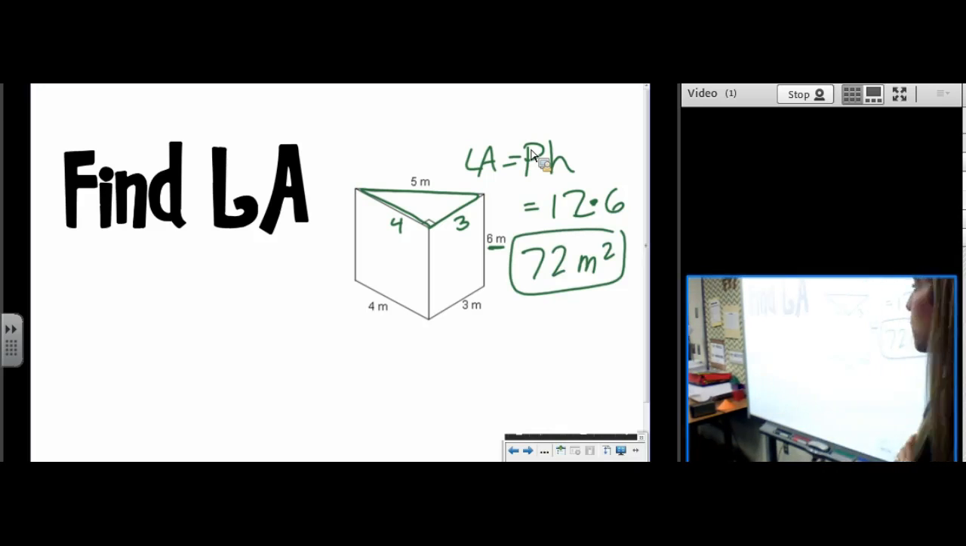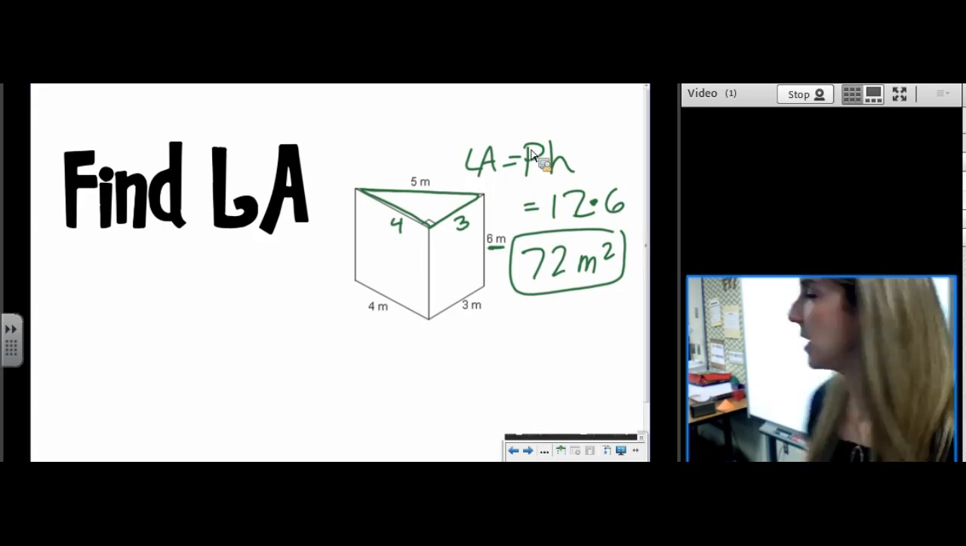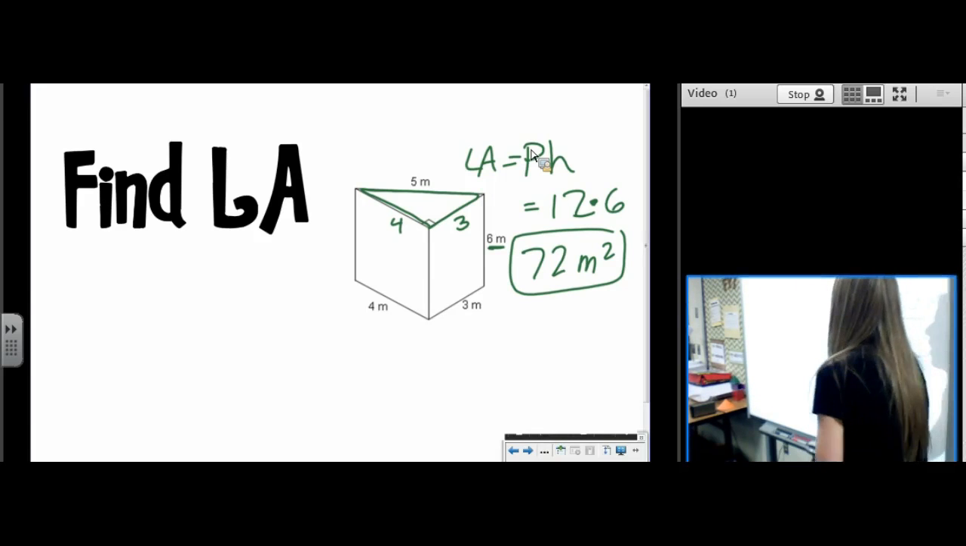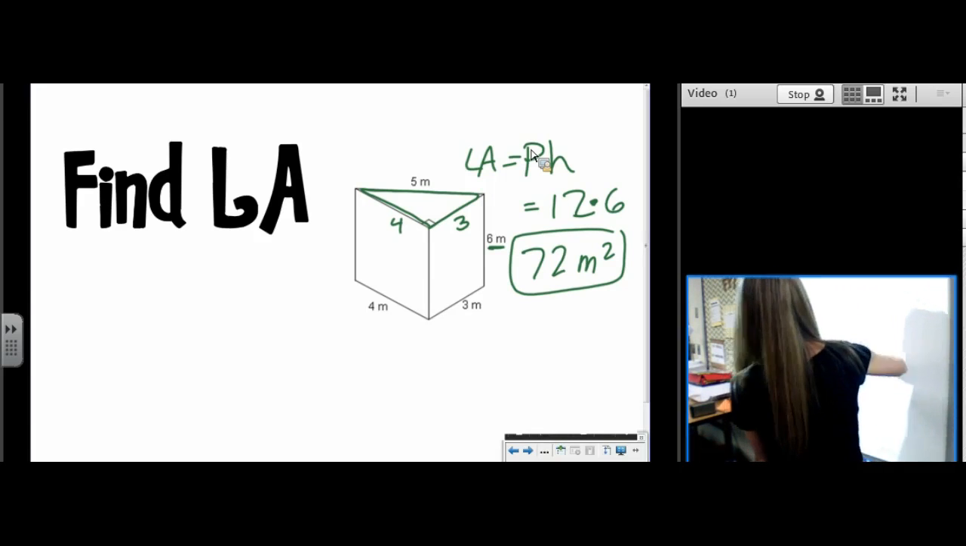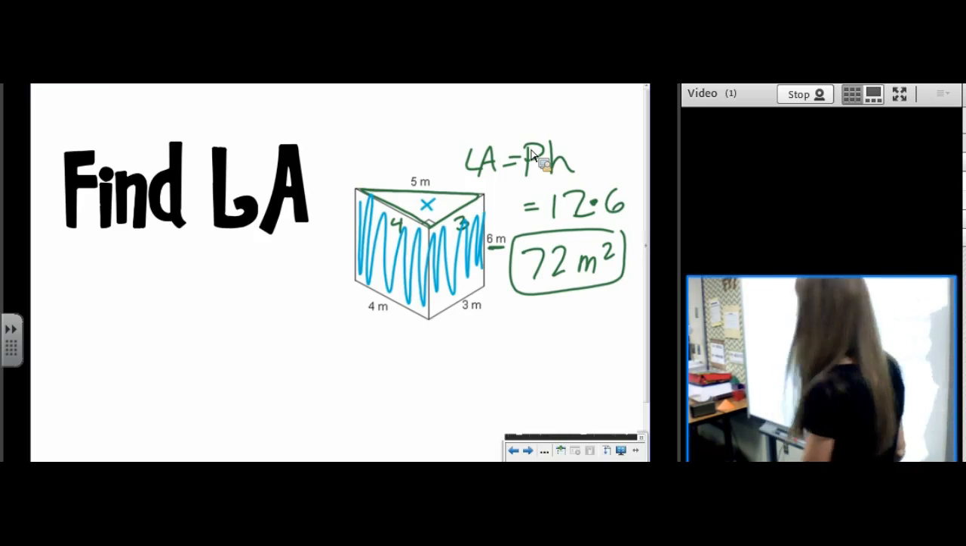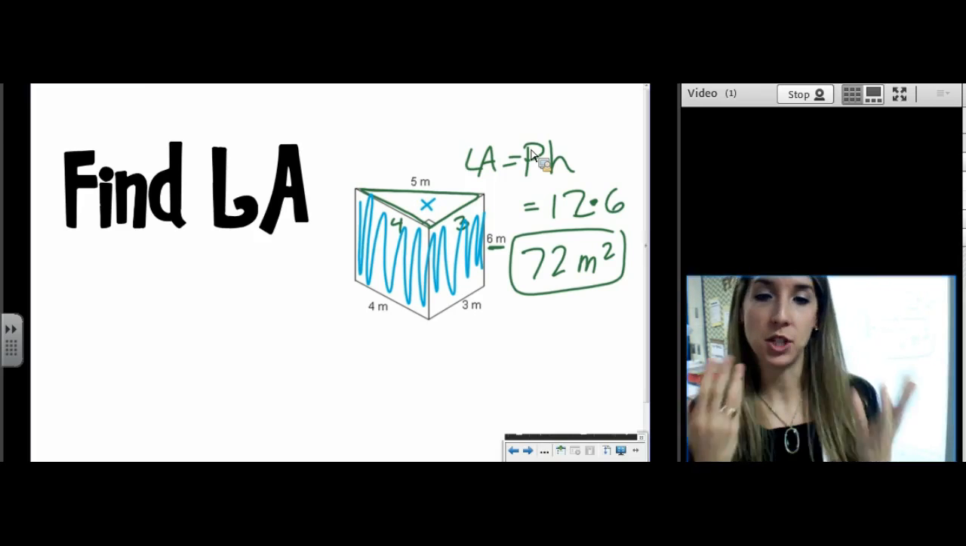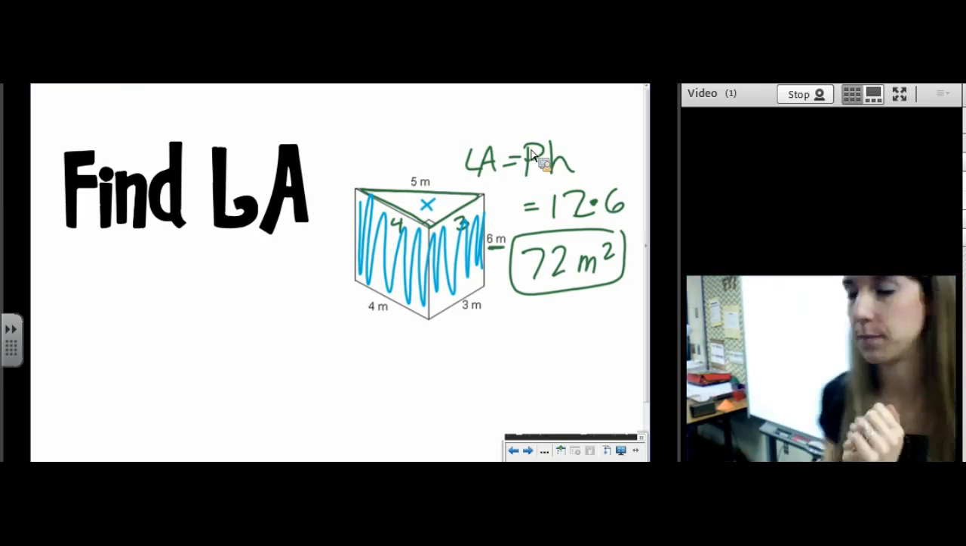Even though it's not total surface area, it's lateral surface area, it's still an area. And so it is meters squared. So what did we just find? We found the area of all the rectangles. We did not find the area of the bases. So lateral surface area is the area of the lateral faces, which in a prism are always rectangles. Okay.